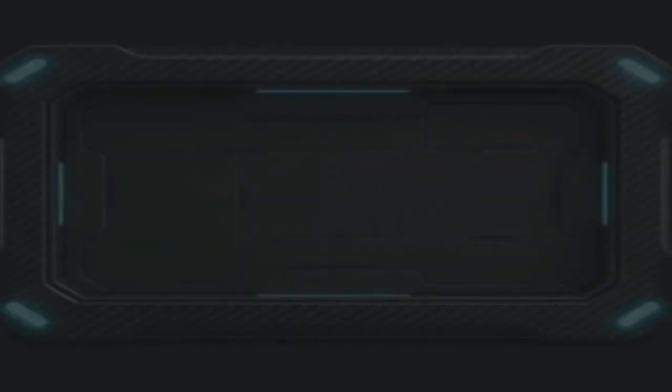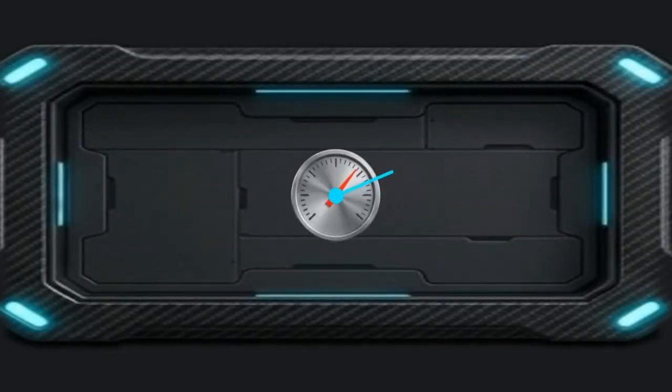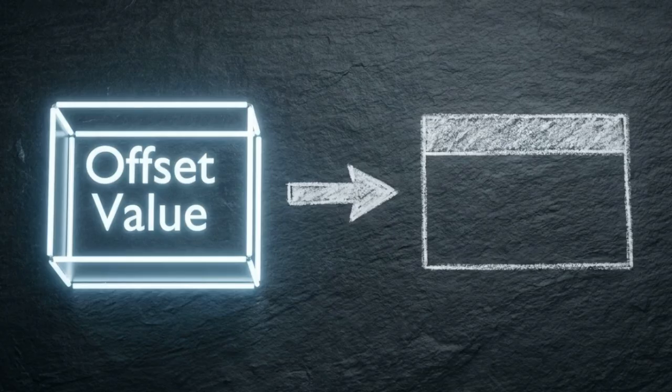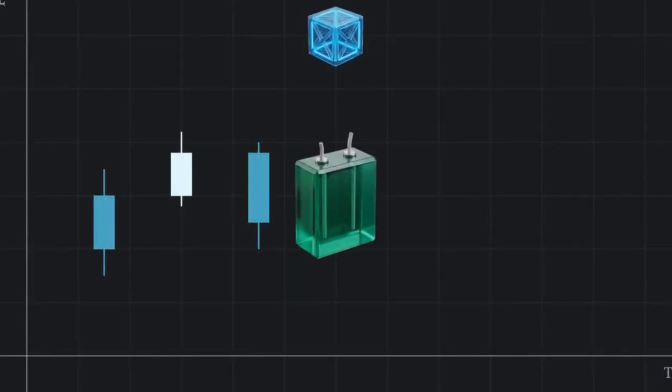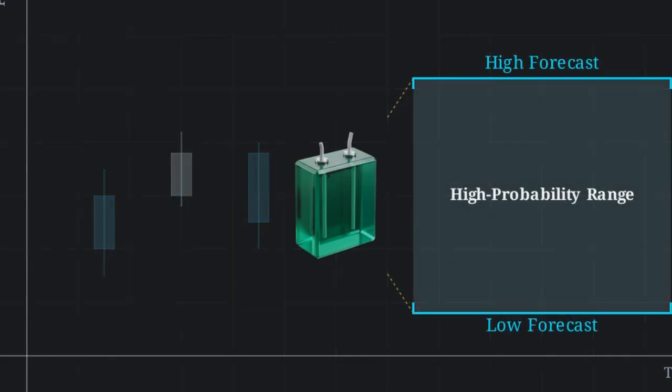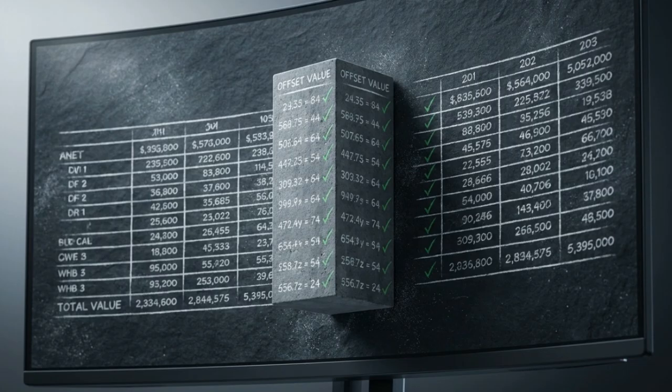The formula's first step identifies the number of degrees the price moved around the Square of 9. We divide that degree value by 360, multiplying the result by 2. This yields a specific number called an offset value. This offset value represents a mathematical projection. When we apply this offset to our current price, it identifies the high probability range for the next day's high and low.